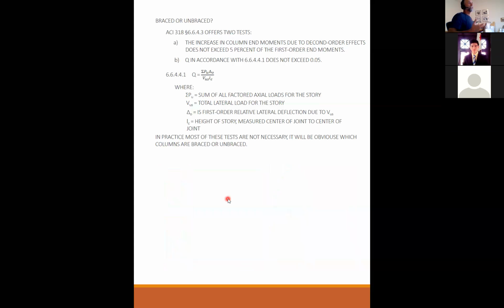Okay, so as I said, in practice, most of these tests are not necessary. It would be obvious which columns are braced or unbraced. That condition where I drew a concrete column being braced by a light gauge steel brace frame is like the only thing I can imagine that would be an example of where you're not sure. In the Cal Poly parking garage, absolutely crystal clear. Every column that's part of a moment frame is unbraced. Every other column is braced. Simple.